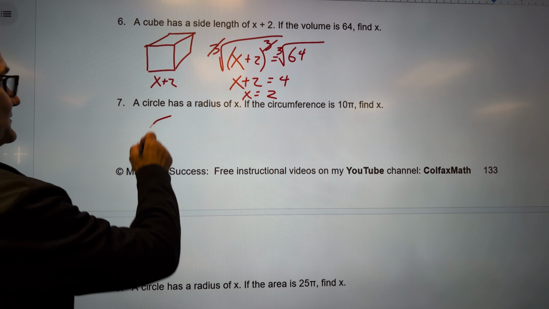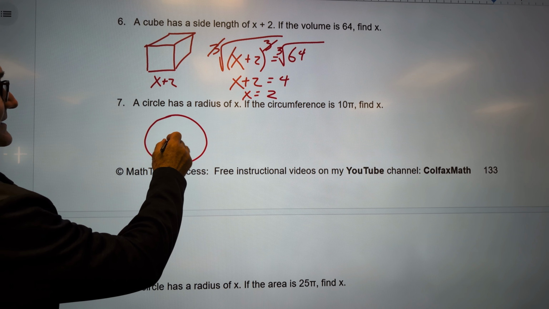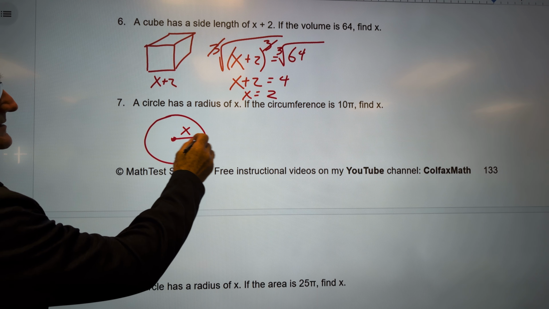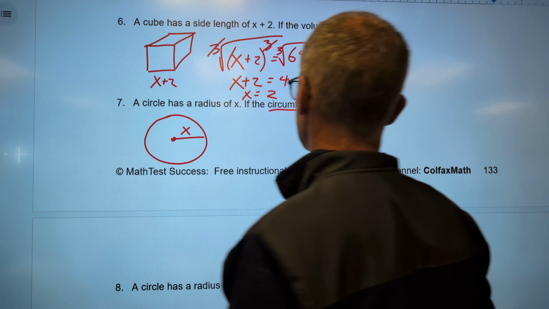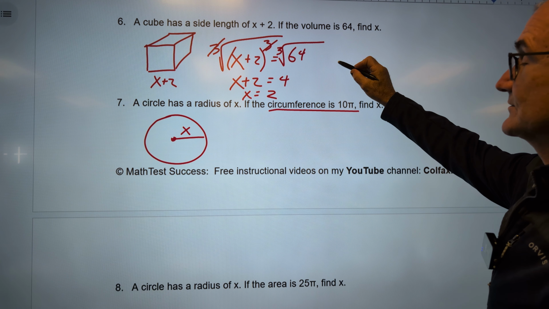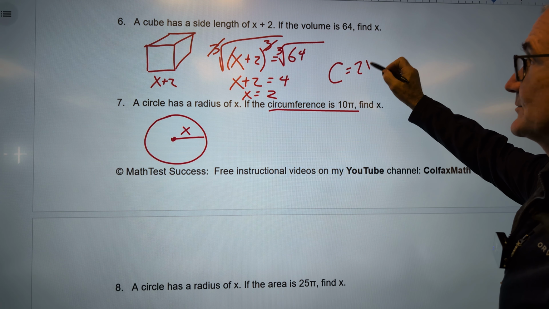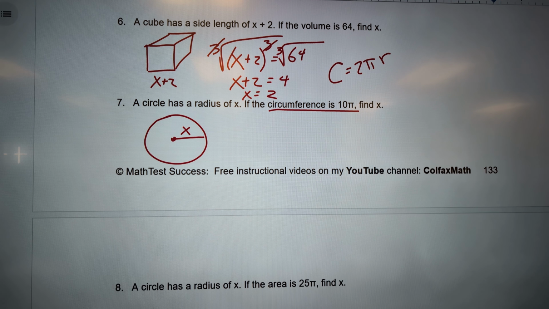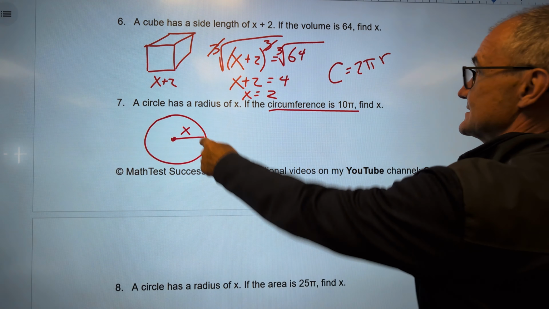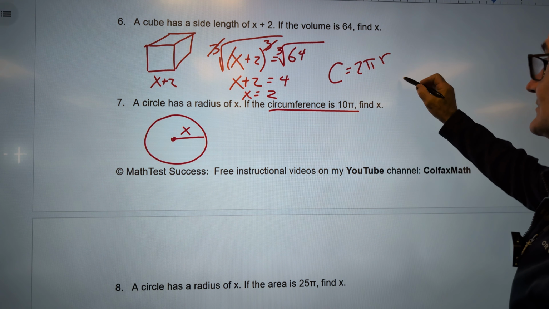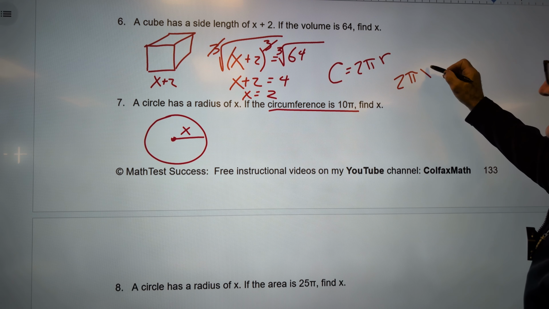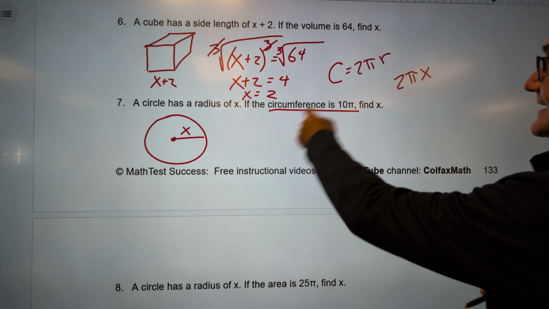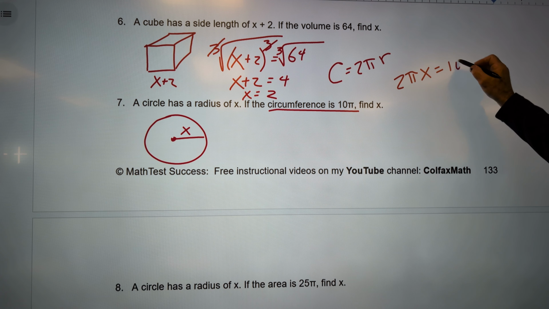All right, let's do a circle problem. A circle has a radius of x. The circumference is 10 pi. So the equation for circumference is 2 pi r. But I know that r, radius, is equal to x. So I have 2 pi times radius, which is x. And it is equal to 10 pi.